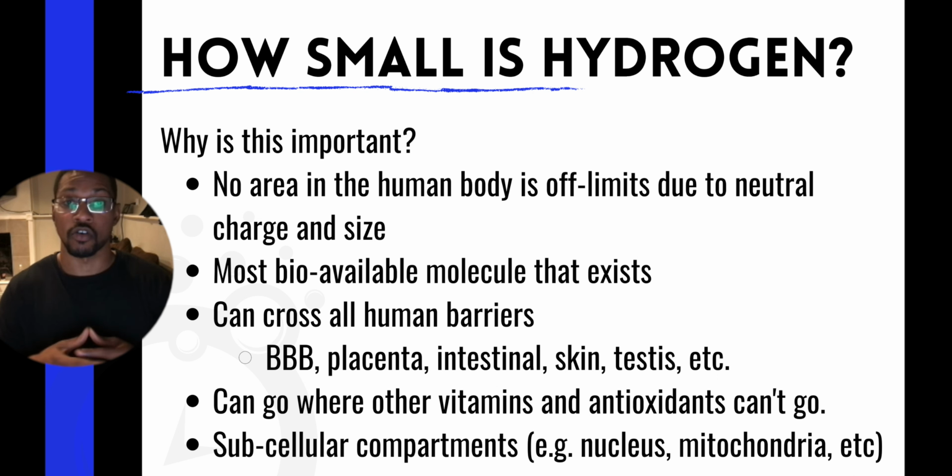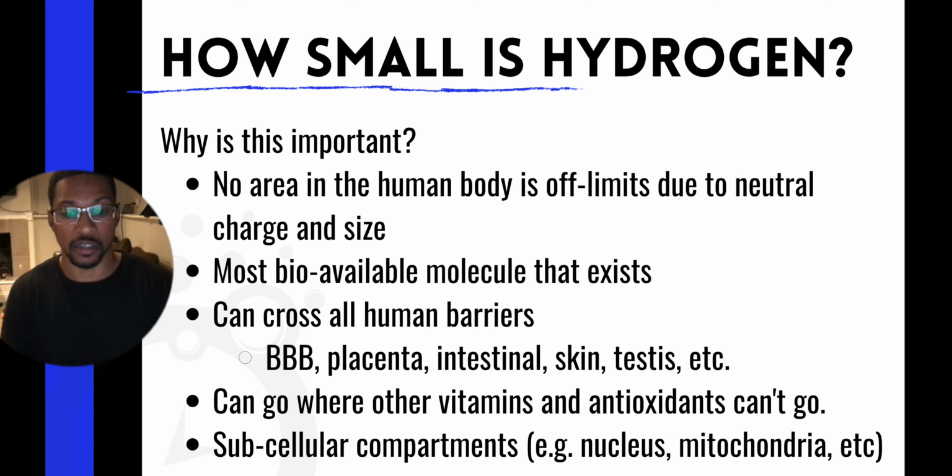And in fact, it can cross all human barriers. There are no barriers that molecular hydrogen is off limits to. It can cross the blood-brain barrier, the placenta barrier, the intestinal barrier, the skin barrier, the testes barrier, the air gap barrier. I mean, every barrier you have in your body, hydrogen can easily penetrate it. And this is a really important property because it can go where other vitamins and antioxidants cannot go, such as your brain, passing the blood-brain barrier.